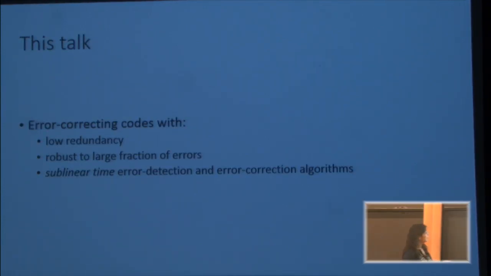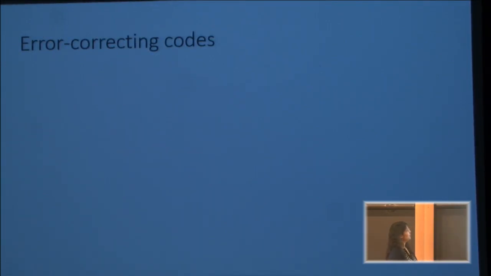So I'll be talking about error correcting codes, which are very efficient in the following sense. They have low redundancy, they are robust to a large fraction of errors, and they also admit very efficient detection and correction algorithms. So let me just introduce what these are, though I guess most of you are already familiar with it.